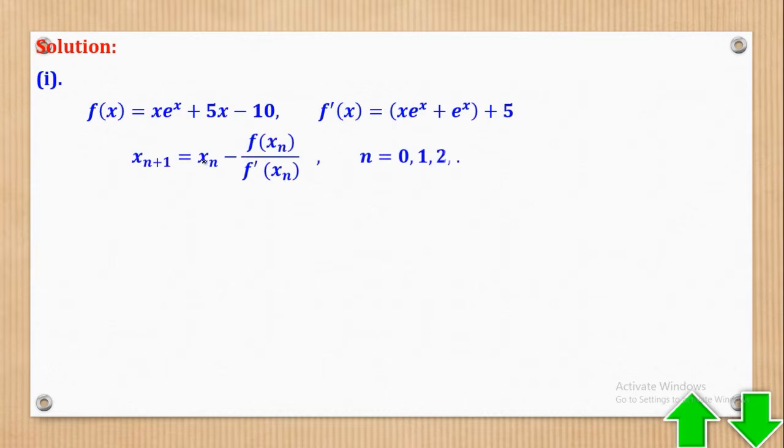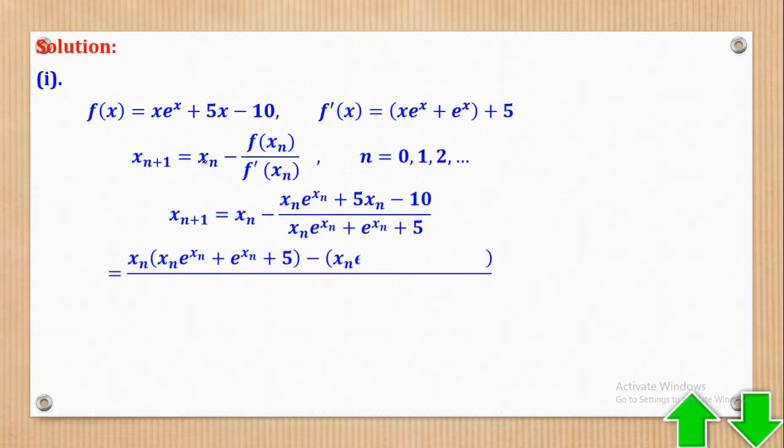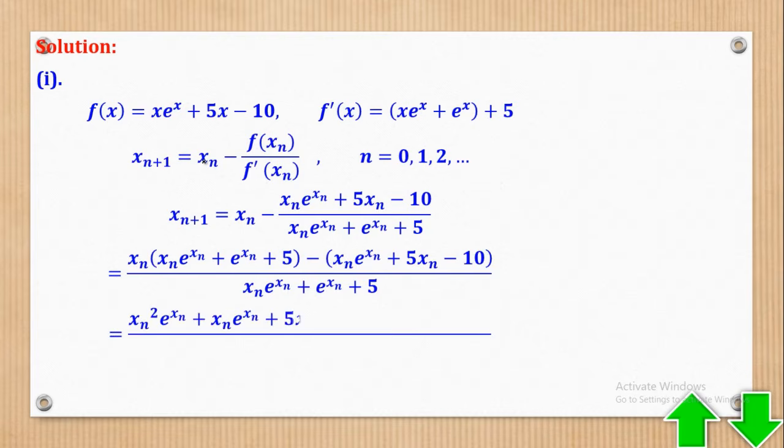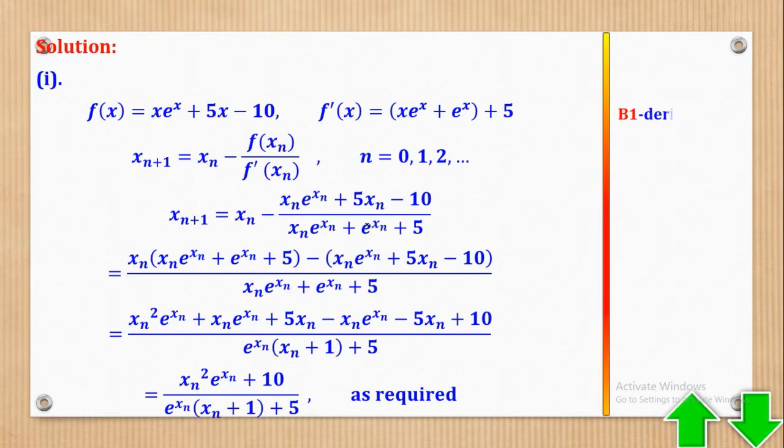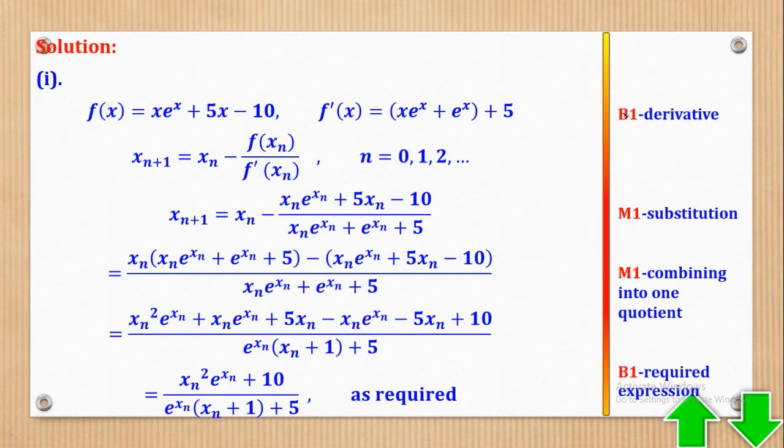So next is to quote the formula, and after quoting the formula you substitute. Now because they wanted you to prove, you have to simplify and get the required expression. So combine by getting the LCM into one quotient, then open brackets for the numerator, and then collect like terms for the numerator, and that is the required expression. So B1 for derivative, M1 for substitution, M1 for combining into one quotient, and B1 for the required expression.